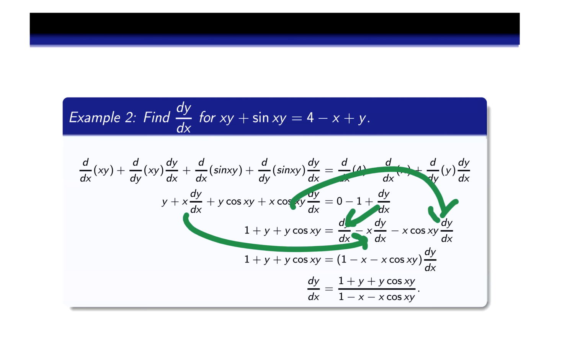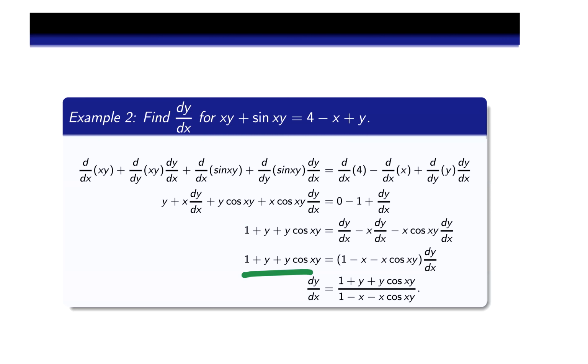So you have 1 plus y cos(xy) equals, factorize the dy/dx now. If you factorize the dy/dx, you have 1 left here, you have minus x left here, you have minus x cos(xy) left here, and then dy/dx is outside. So you can now divide through by this expression, so you can have dy/dx alone. So dy/dx is actually 1 plus y cos(xy) all over 1 minus x cos(xy). And that is the result of that.